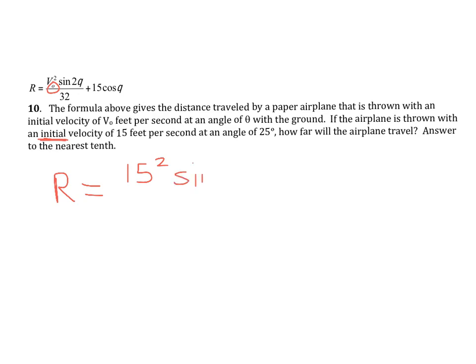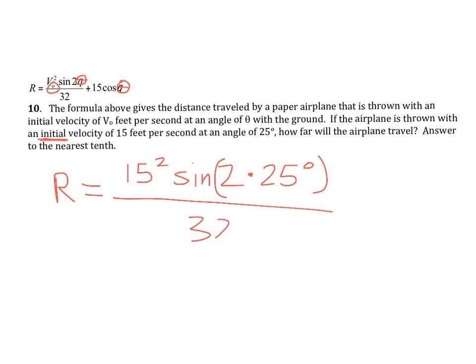Then we're going to take the sine of 2 times, and then these are thetas. That's a theta, and this is a theta. Sine, and then 2 times, they give us the angle is 25 degrees. This is divided by 32 plus 15 cosine, and then 25 degrees.